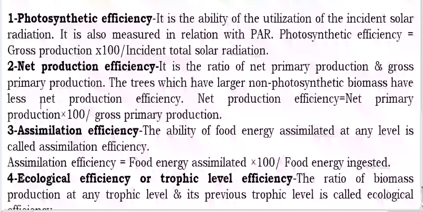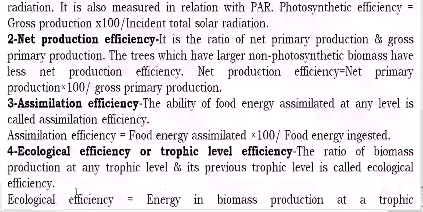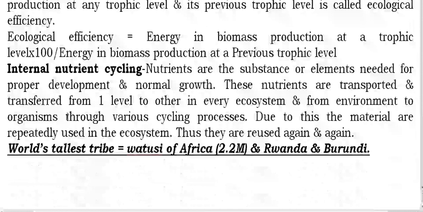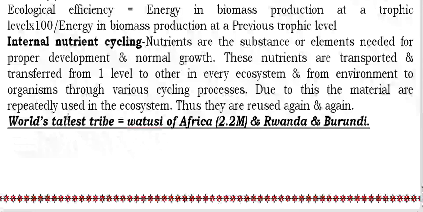Net production efficiency, similarly, is the amount of net production multiplied by 100 divided by gross primary production. Assimilation efficiency is the efficiency by which any organism uses the available energy. Ecological efficiency, or trophic level efficiency, is the ratio of biomass production at every trophic level. Internal nutrient cycling: nutrients are the substances or elements needed for proper development and normal growth. These nutrients are transported from one level to another, and this is the main transport in the ecosystem.